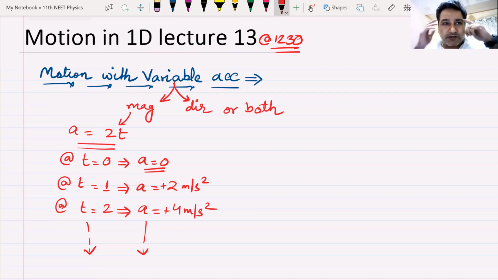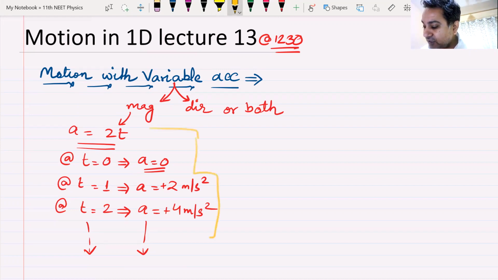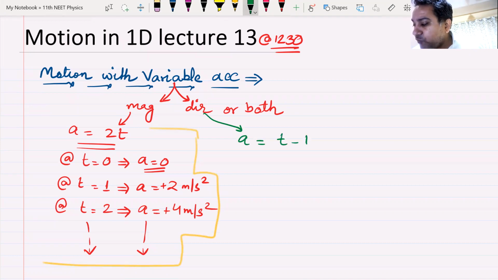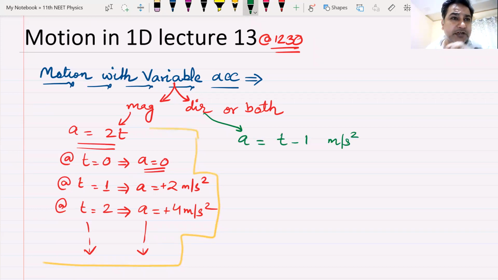Now let us think about some more options where acceleration is changing in direction. Can anyone give me any example of this type? This was acceleration changing in magnitude. Now acceleration changing in direction. I'll give you an example. Let us say acceleration is t minus 1 meter per second square.